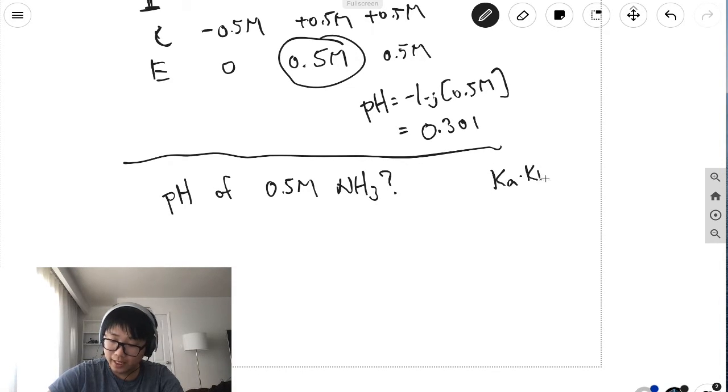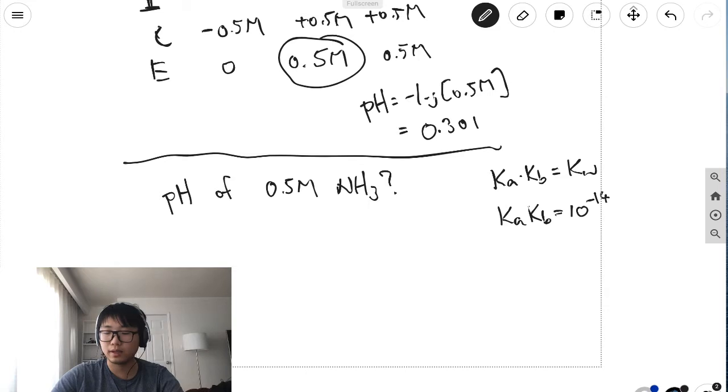Ka times Kb equals a constant, which is Kw. Okay, and I'll go into a little more detail of this. This is called autoionization of water. But right now, just know this. If you have Ka, you can find Kb because they multiply to be 10 to the negative 14. So what that means is to find Kb, you just need to take 10 to the negative 14 divided by whatever they tell you its conjugate acid is.